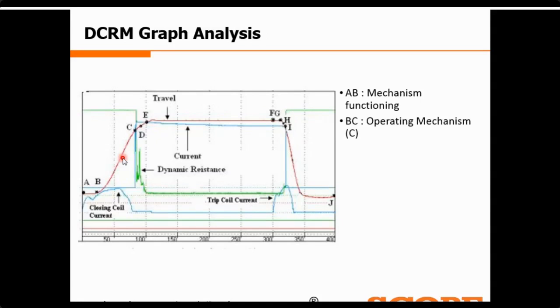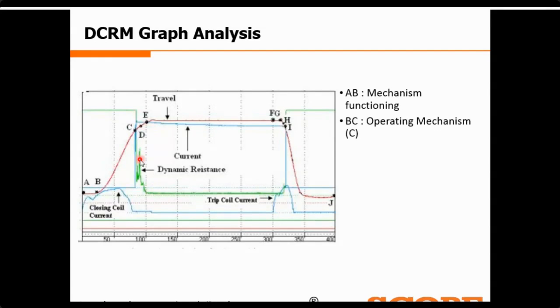Now, at point C to D, at point C, the arcing contacts are touching each other. So here the first current injection will start to happen. At point C, the insertion of the arcing contact has taken place. The dynamic contact resistance plotted along with the injected current indicates the condition of the arcing contacts. In case of healthy arcing contacts, there will be no abnormal bounces in the resistance values.